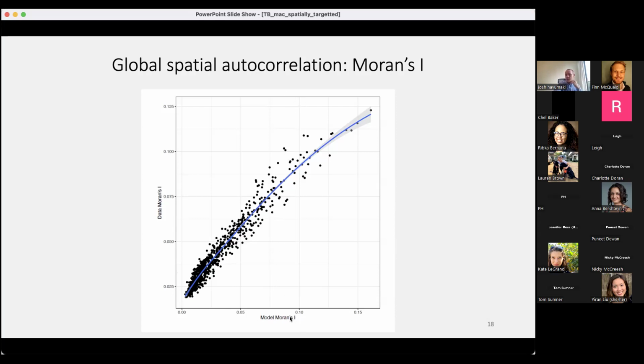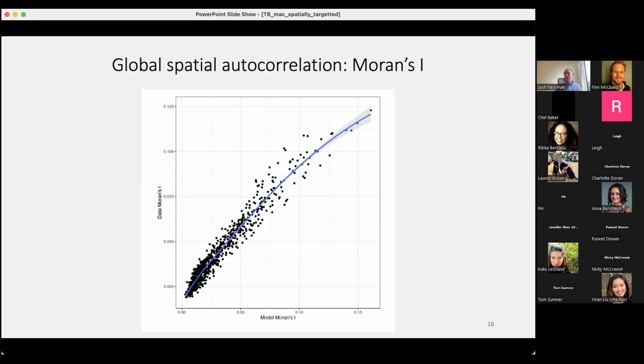So on the x-axis, we have a Moran's I calculated from the simulated case distributions for each parameter set. And on the y-axis, we have the Moran's I for the data set. You might expect that there would only be one data Moran's I, but that's not the case. There's obviously more than one.